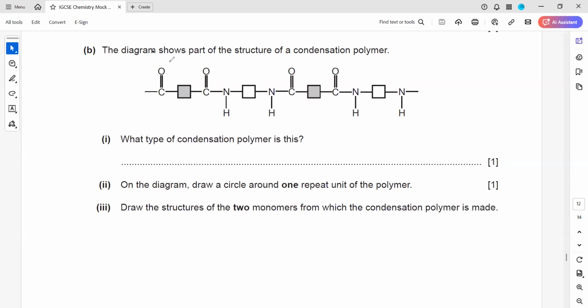The diagram shows a part of the structure of a condensation polymer. Look, this is C double bonded with O, and on both sides an amine is there, meaning this is the structure of a polyamide. If it was a protein, then what would be the difference? If it was a protein, then on one side an amine group will be there, on the other side a carboxylic acid. That's how we can distinguish. So one side of the structure will be amine, the other side a carboxylic acid.